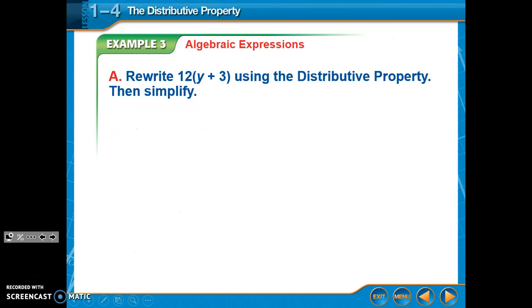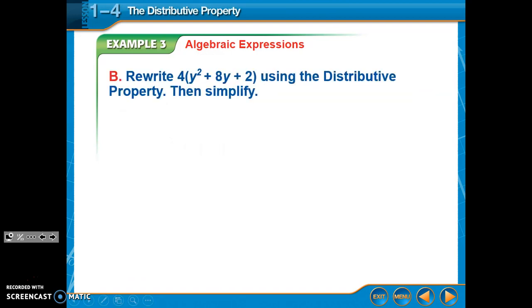Okay. Rewrite this using the distributive property and then simplify. So using the distributive property, I'm going to do this times that and that times that. So 12 times y is 12y. And 12 times 3 is 36. And I leave it like that. Now it says to simplify, but I don't have any terms that are alike. This is y, and this doesn't have a variable. So this is as simplified as it goes.